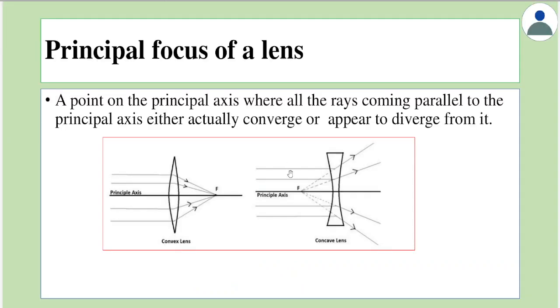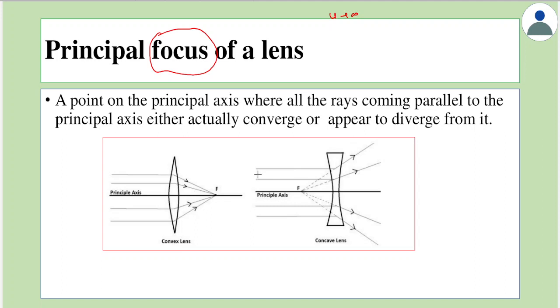The next point is very important, which is called the principal focus. Do remember that whether it is spherical mirrors or spherical surfaces, by definition, focus would be a point where the light rays converge or appear to diverge, whether it is reflection or refraction, provided the object is very far away, at infinity.